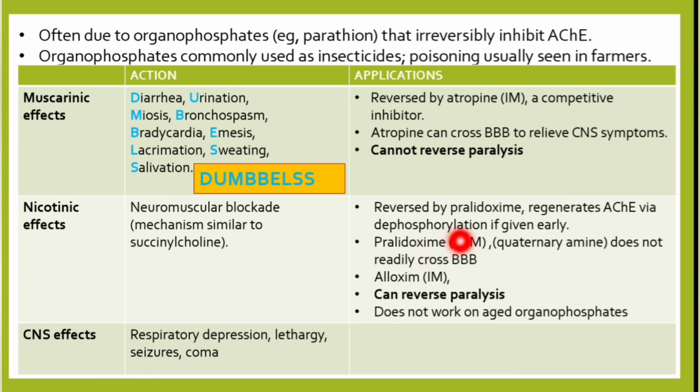Pralidoxime, or PAM, is a quaternary amine. It does not cross the blood-brain barrier, right? But atropine can. Another drug which we also use is obidoxime. And pralidoxime can actually reverse paralysis, and it does not work on aged organophosphates, right? So you need to give it early, right? If you give it later, then it won't work. Central nervous system effects include respiratory depression, lethargy, seizure, and coma.